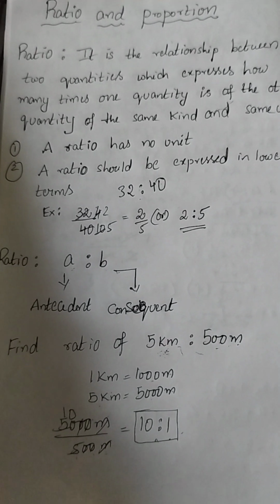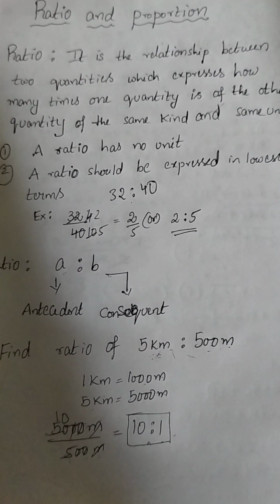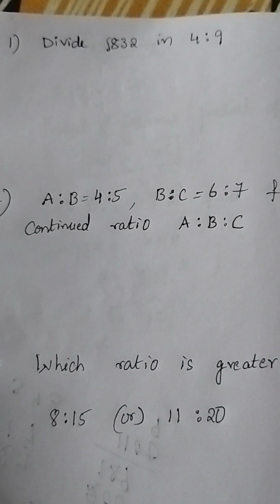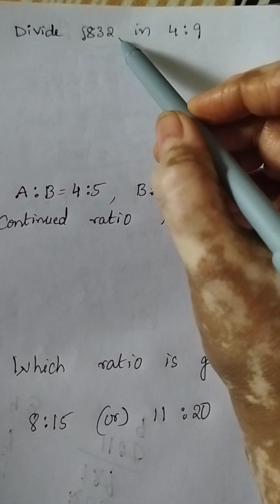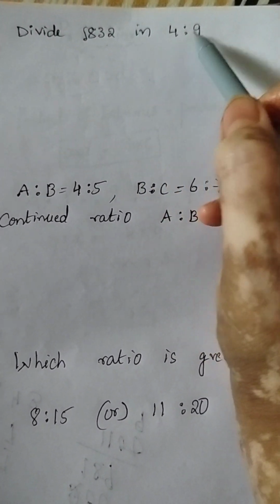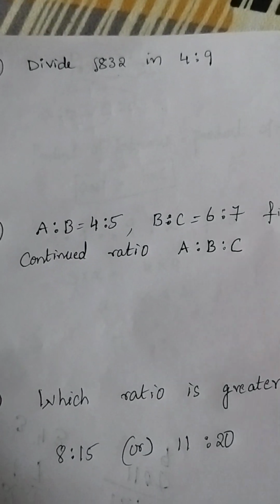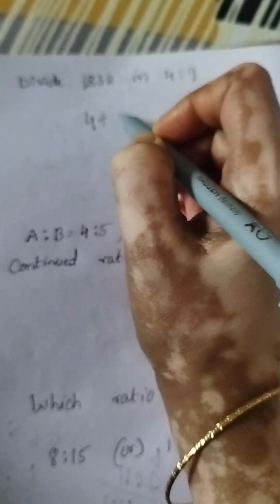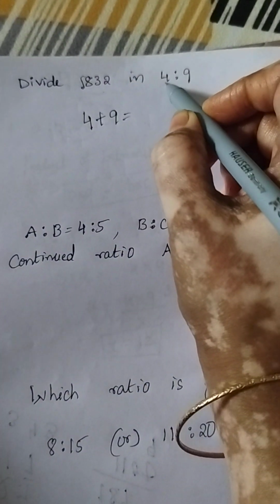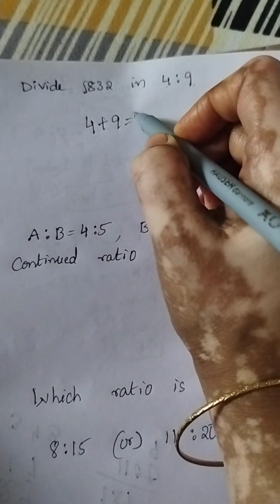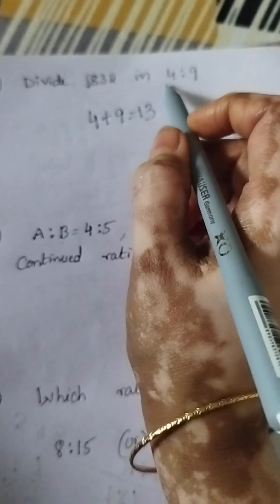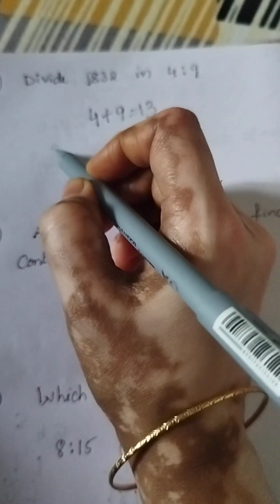Next we will observe some questions based on this topic. The first sum is to divide this amount in 4 is to 9 ratio. First we should do 4 plus 9, the numbers in the ratio given, which is 13. So we divide in 4 is to 9 ratio.